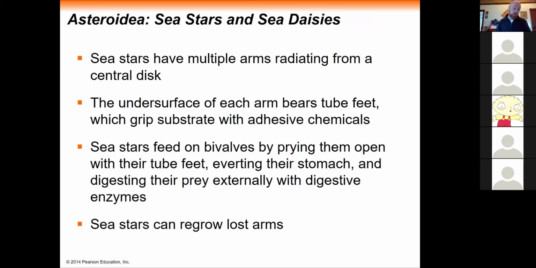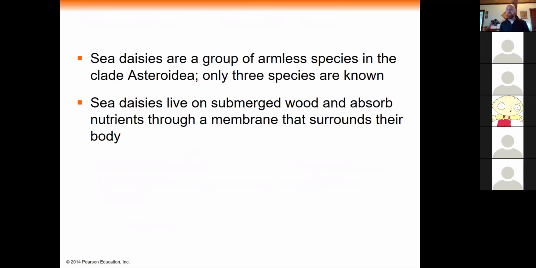So they actually don't use their arms for grabbing food. They use their stomach for grabbing food, you know, like weirdos. That stomach, when it's everted out of their body, they'll be digesting the food outside of their body as well. And a lot of sea stars can regrow lost limbs.